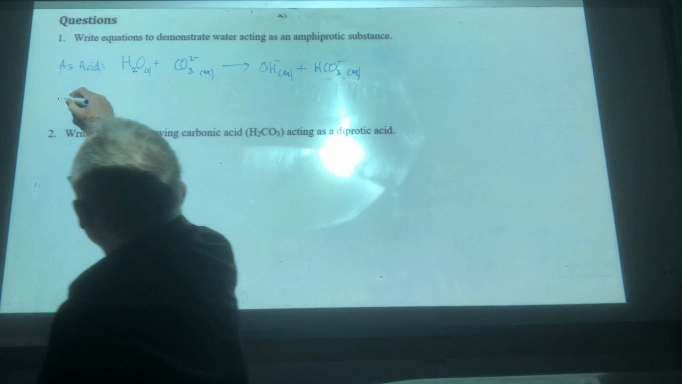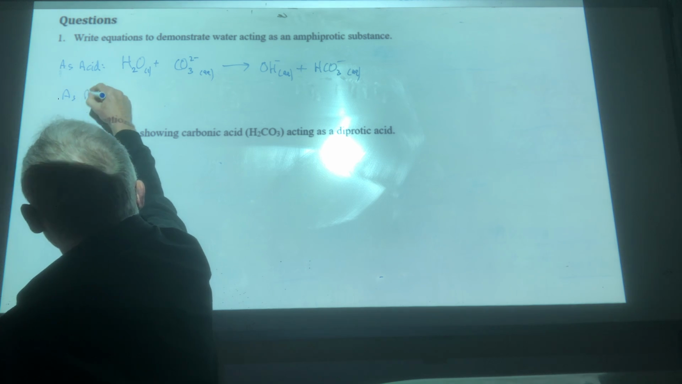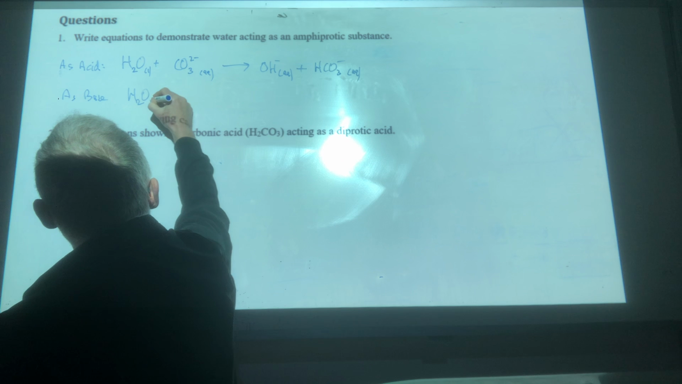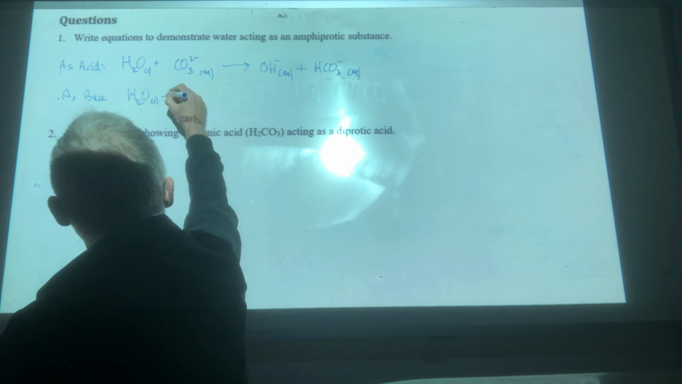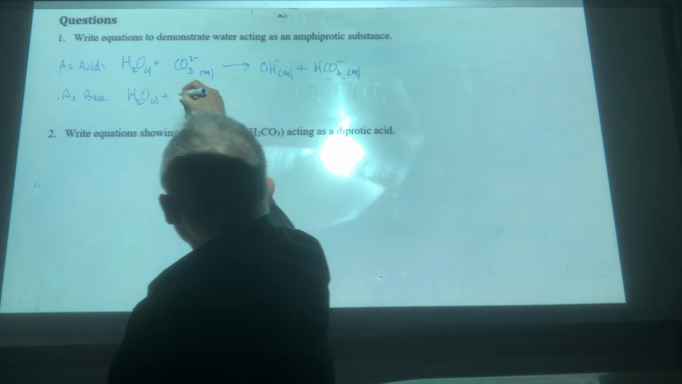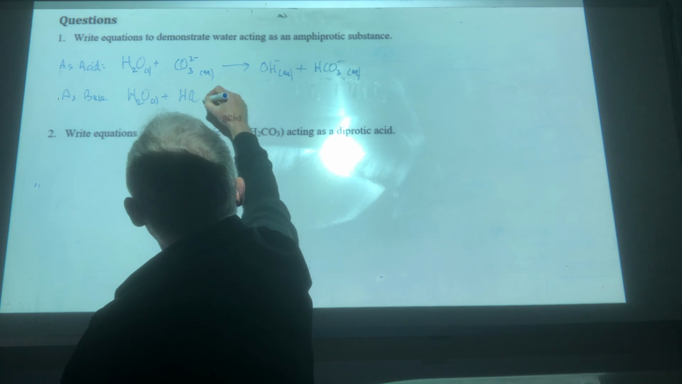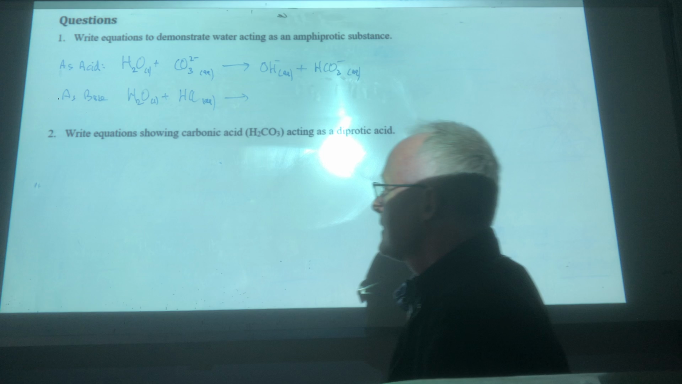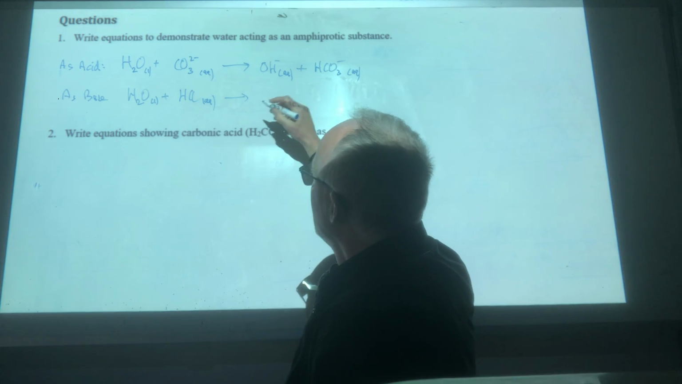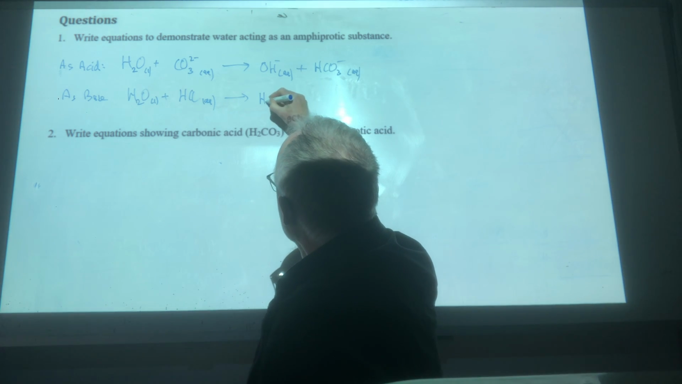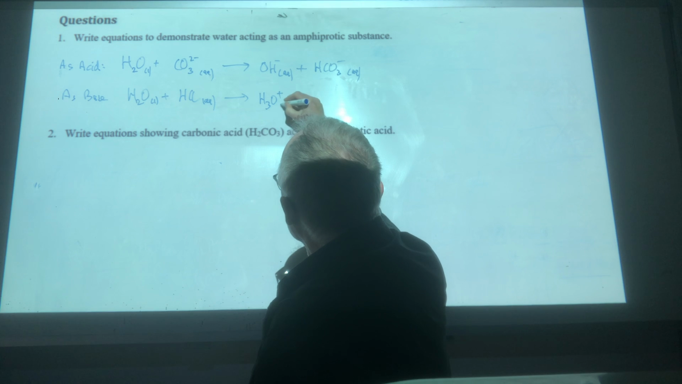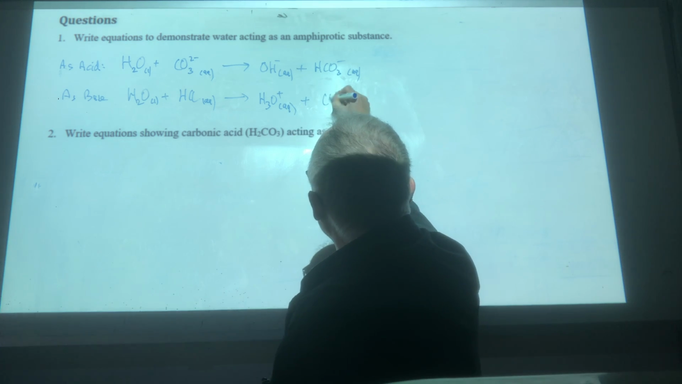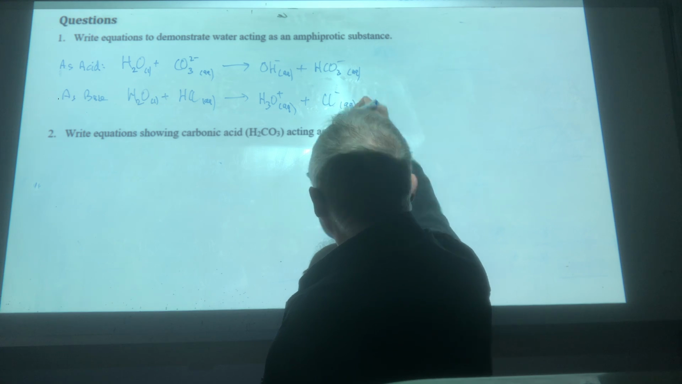Okay, so now we're going to have water acting as a base. If we want to show something acting as a base, what are we going to react it with? Well, an acid is clearly what is going to show it. So let's pick the simplest acid, HCl. So the base will gain a proton, water will turn into H3O+, HCl will lose a proton, turn into Cl-.